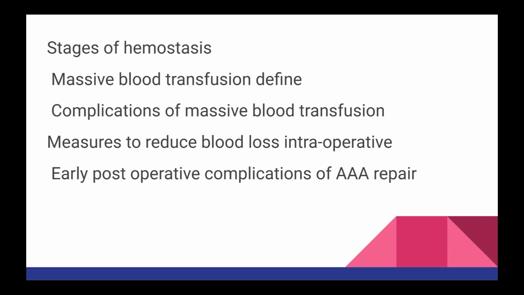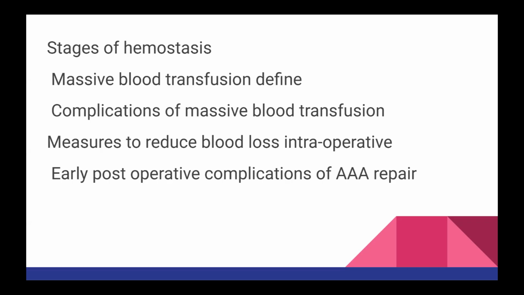Okay, so what are the early post-operative complications of the aneurysmal repair of a ruptured abdominal aorta? The patient can go into sudden hypotension. The patient can develop arrhythmias, then myocardial infarction. In the immediate post-operative period, regarding the respiratory complications, the patient can develop atelectasis, pneumonia, then respiratory failure.